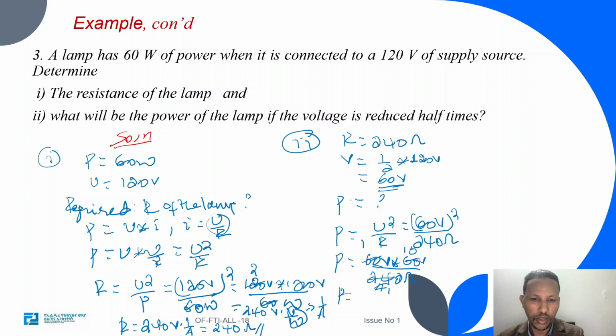So P equals 15 volt times volt over ohm. We know that volt over ohm is ampere. So P is 15 volt times ampere. Volt ampere is equal to watt. So P should be 15 watt.